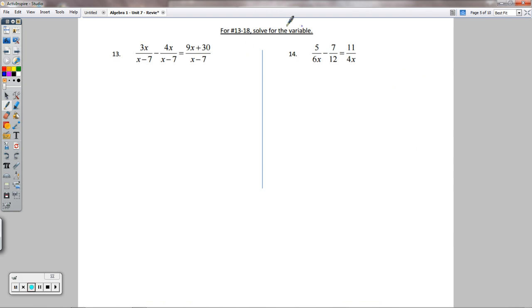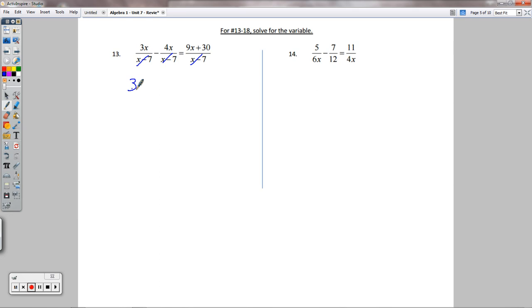13 through 18, we're supposed to solve for the variable. The nice thing about 13 is if the denominators are already all the same, when you're adding and subtracting fractions, that makes it really easy, because we can just say if they're all the same, the numerators, what's left on the top, has to be equal to each other to make this a true statement.